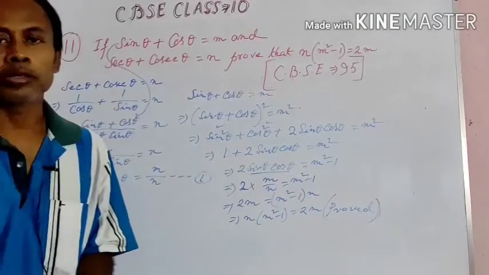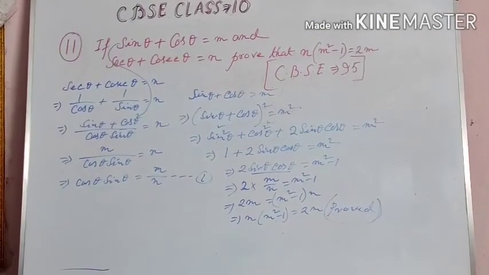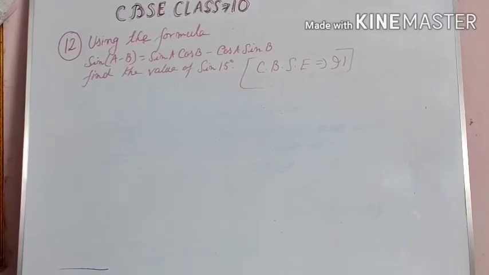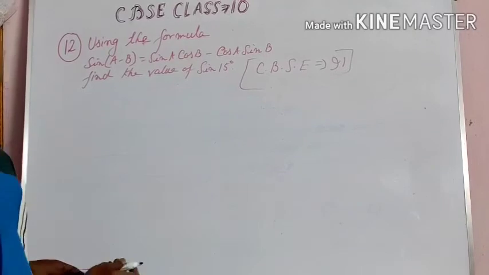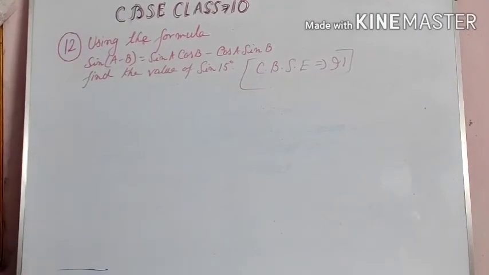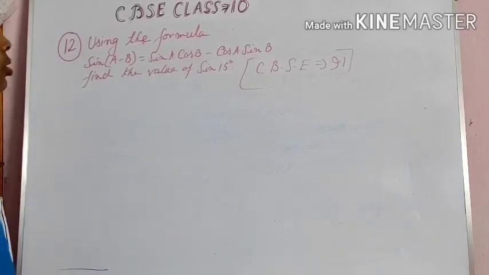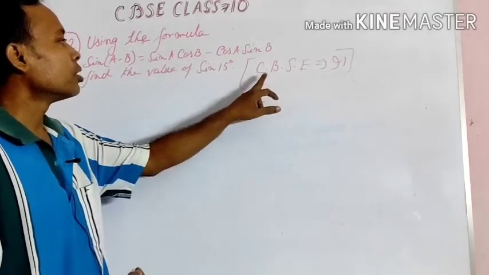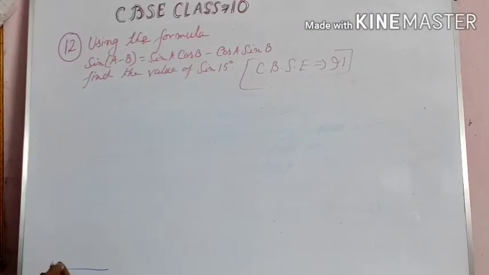So for the next sum, CBSE class 10 question number 12. Using the formula sin (a minus b) is equal to sin a cos b minus cos a sin b, find the value of sin 15 degree. This question has come from CBSE in the year 1991. This is a very important question.